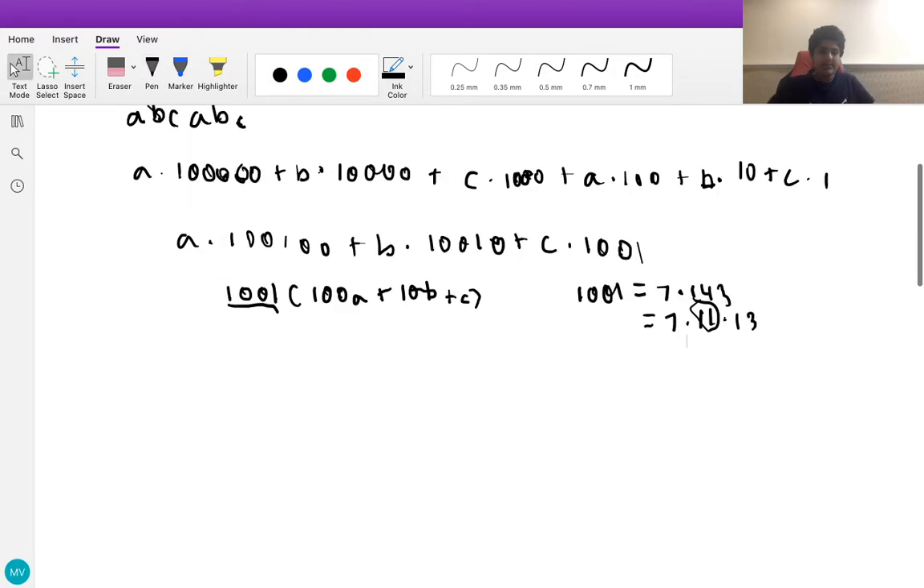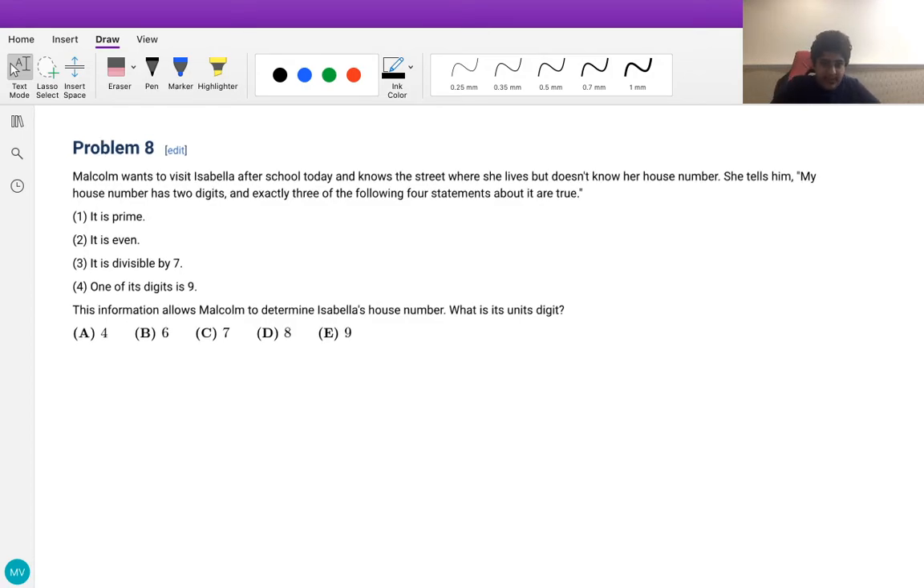Problem number 8. Malcolm wants to visit Isabella after school today and knows the street where she lives but doesn't know her house number. She tells him, "My house number has 2 digits, and exactly 3 of the following 4 statements are true. 1. It is prime. 2. It is even. 3. It is divisible by 7. And 4. One of its digits is 9." This information allows Malcolm to determine Isabella's house number. What is its unit digit?